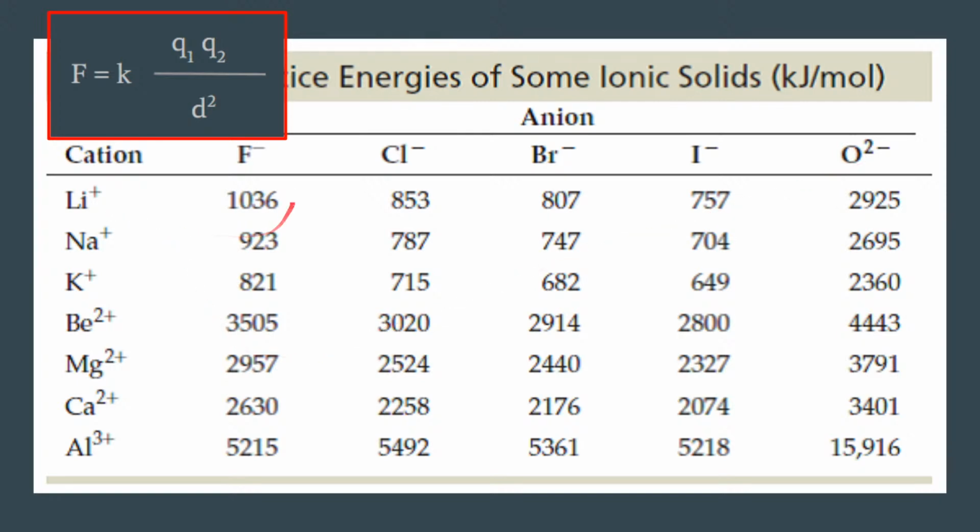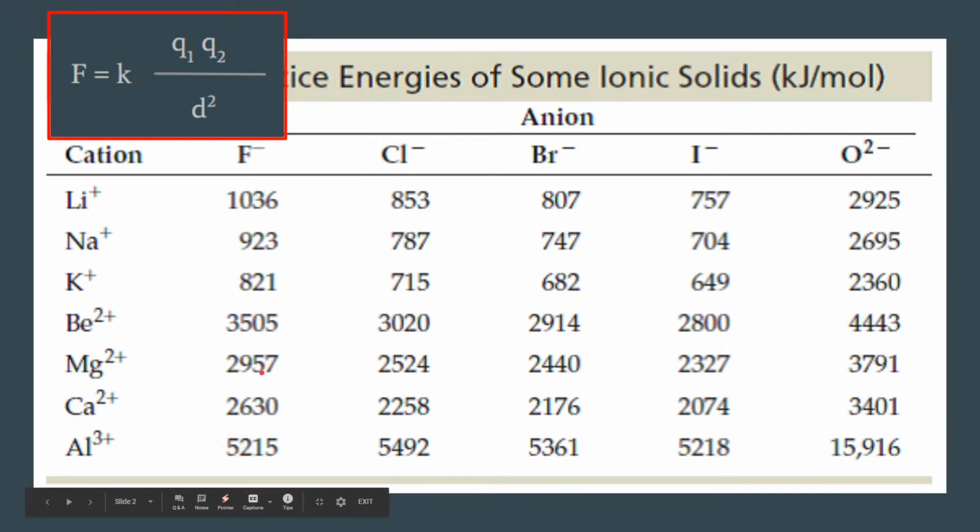Similarly, we compare lithium fluoride to beryllium fluoride. Lithium has a 1+ charge, beryllium has a 2+ charge, so it goes from 1,000 to 3,500. Okay. Charge makes a really big difference. Size makes a small difference, is what I'm trying to say here. Then we can compare aluminum fluoride, that's at 5,200. So 1,000, 3,500, 5,200. We can also compare beryllium and magnesium.